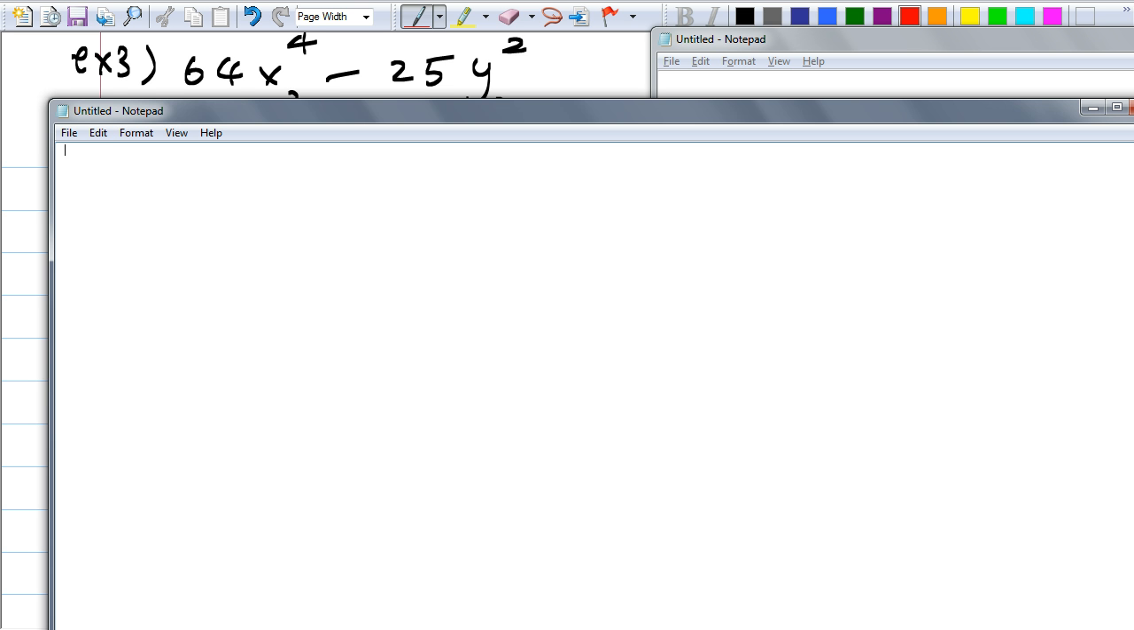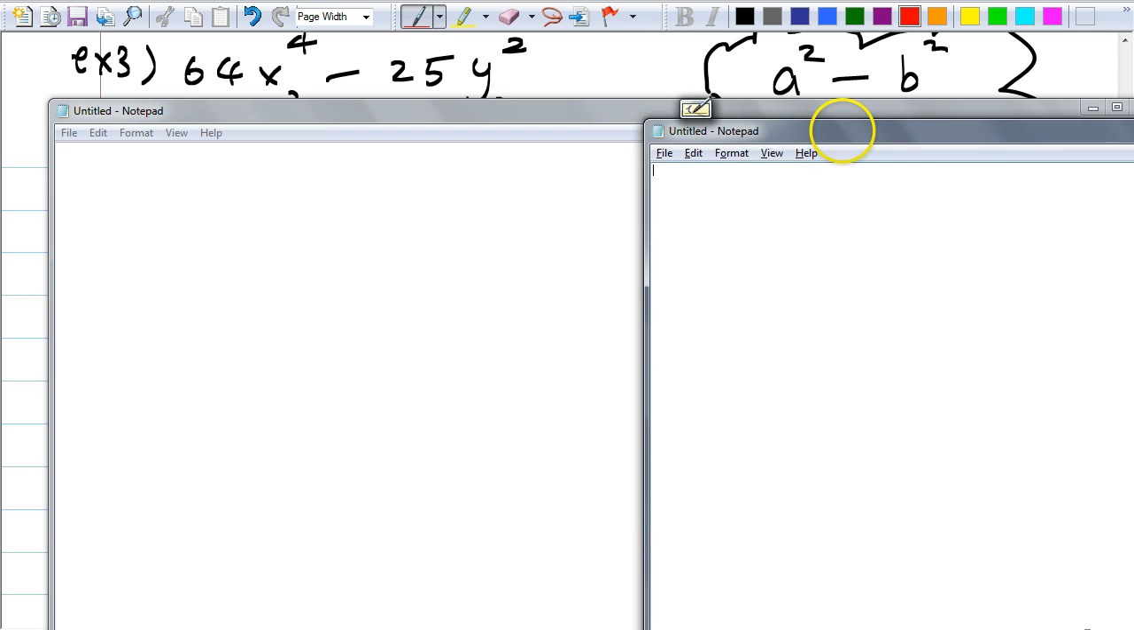Okay, so example 3, they give you 64x to the 4th minus 25y to the 2nd. Okay? Now, everybody write this down. We should all look for GCF, right, Sarah? Do I have any GCF for this? No. Okay, so we can't really do that one.